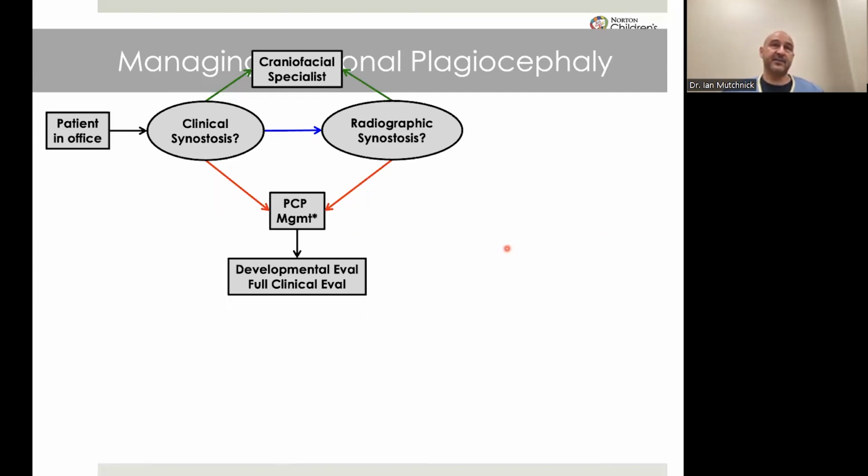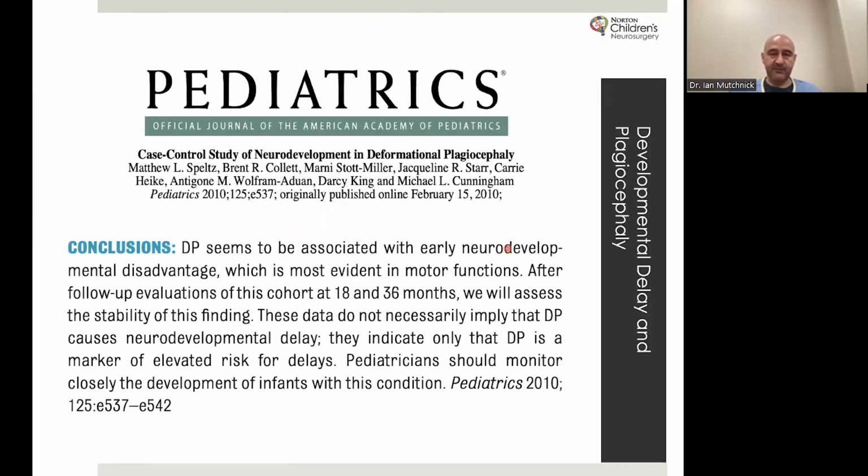Positional plagiocephaly does not cause developmental delay, but if you have developmental delay, you are more likely to have a plagiocephaly. So if you see a kid with deformational, non-synostotic plagiocephaly, do a developmental eval. Make sure that there's not something going on that's made him or her predisposed to a positional plagiocephaly.